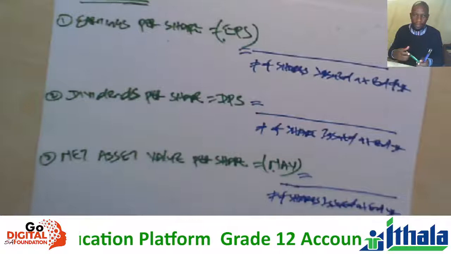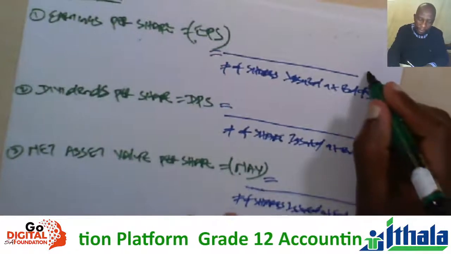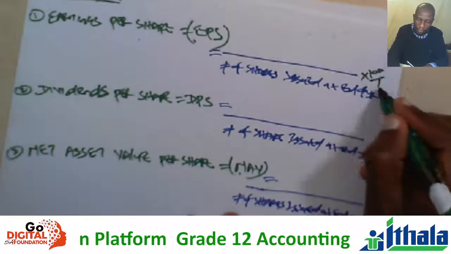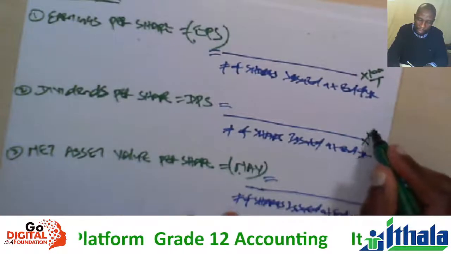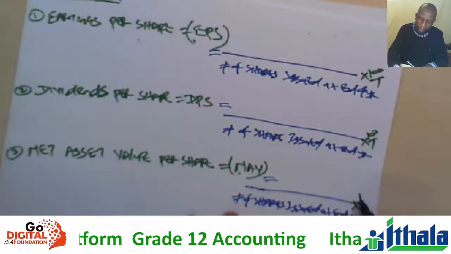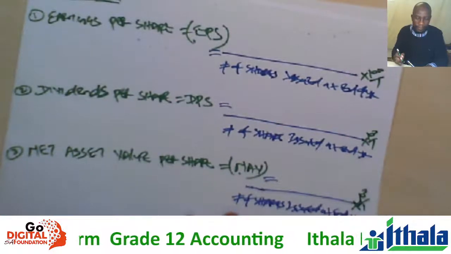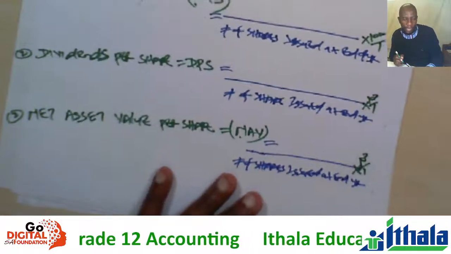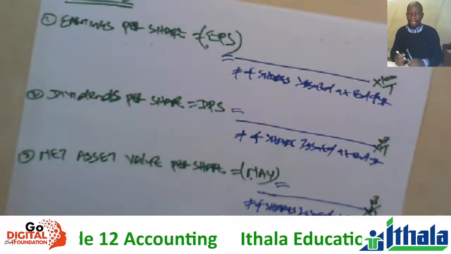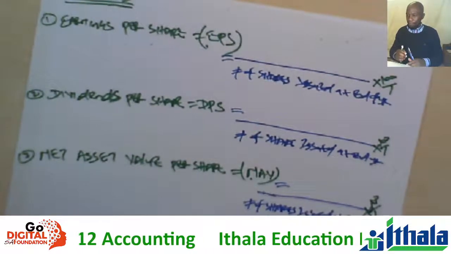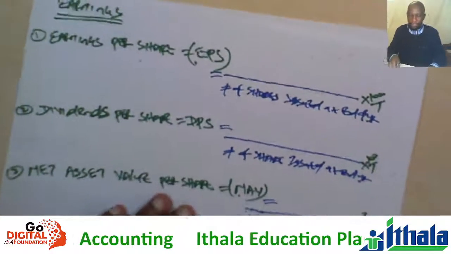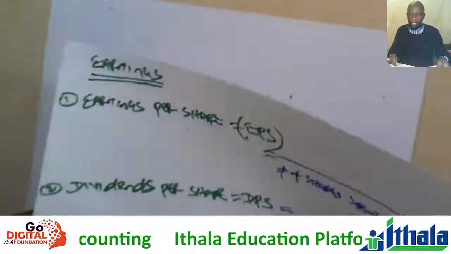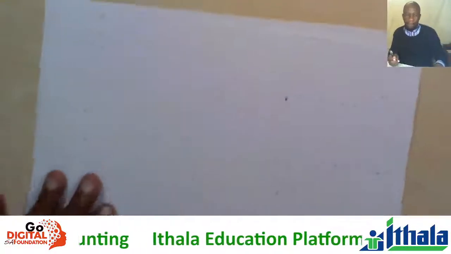Another similarity is that you times by 100 over 1. There's another similarity among these ratios. I want you to try to understand these ratios. Let me just put this one aside for now.